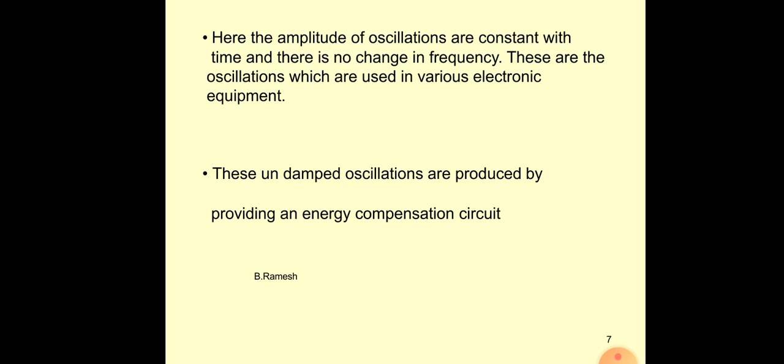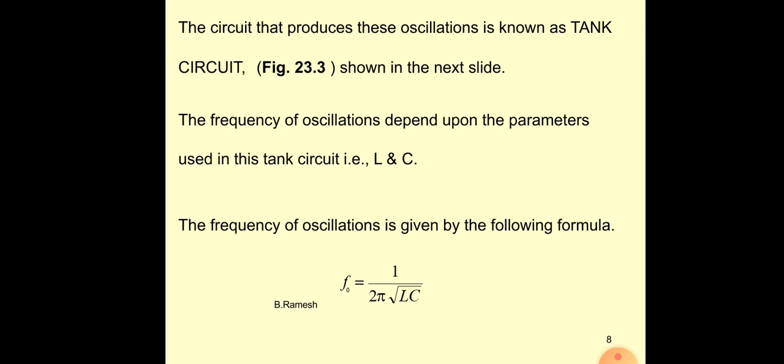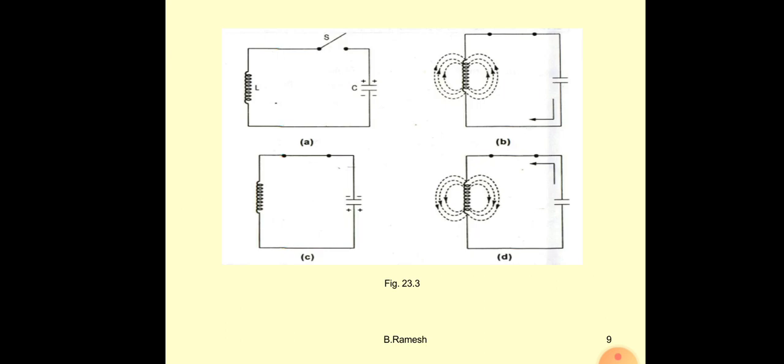These are the oscillations which are used in various electronic equipment. These undamped oscillations are produced by providing an energy compensation circuit. That circuit is called the tank circuit. The tank circuit produces the oscillations. The frequency of the tank circuit, f naught, is equal to 1 by 2 pi root LC. So this is the tank circuit.